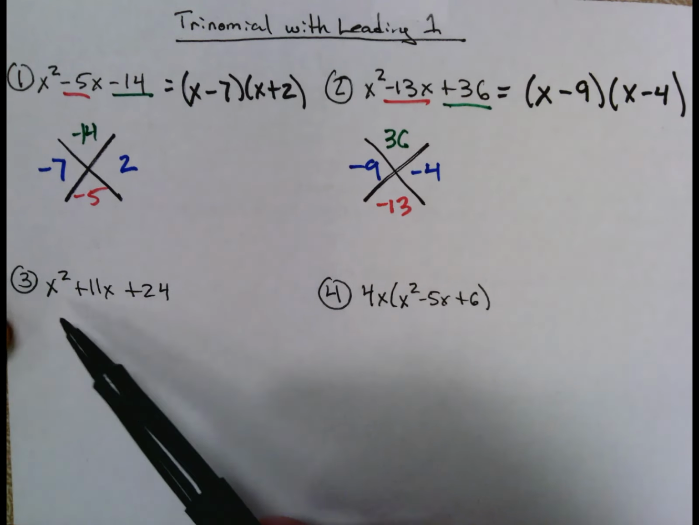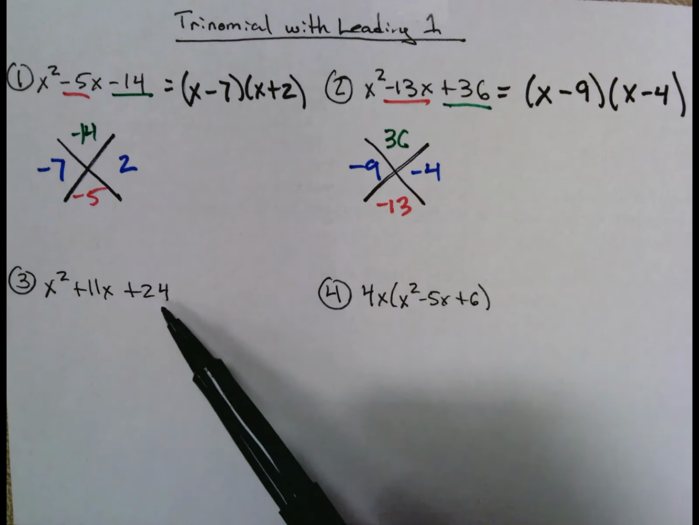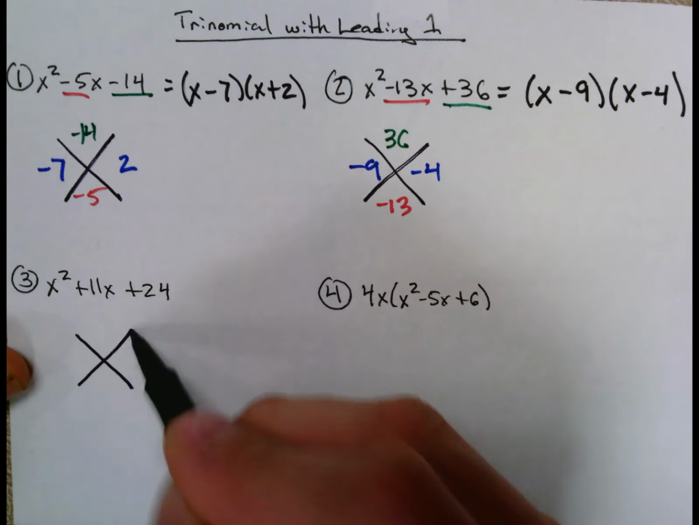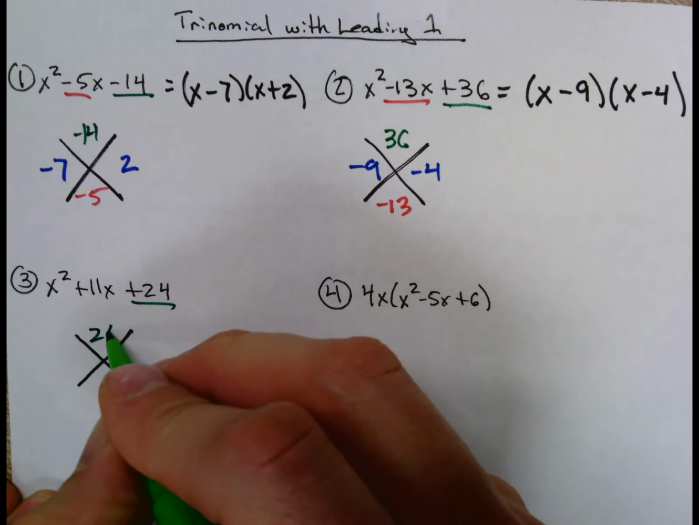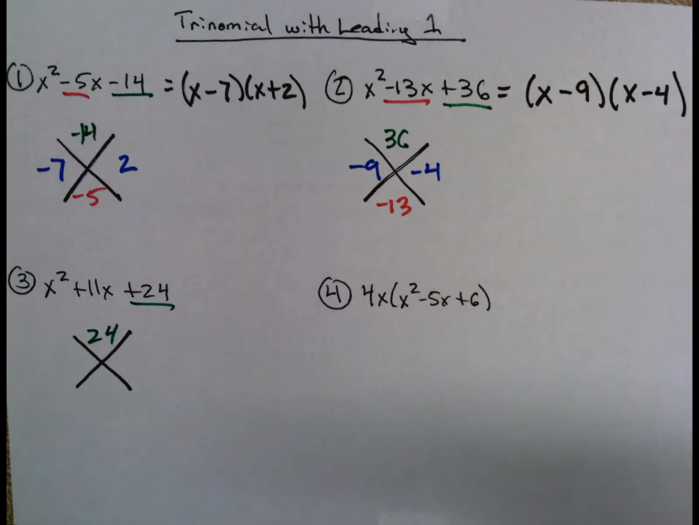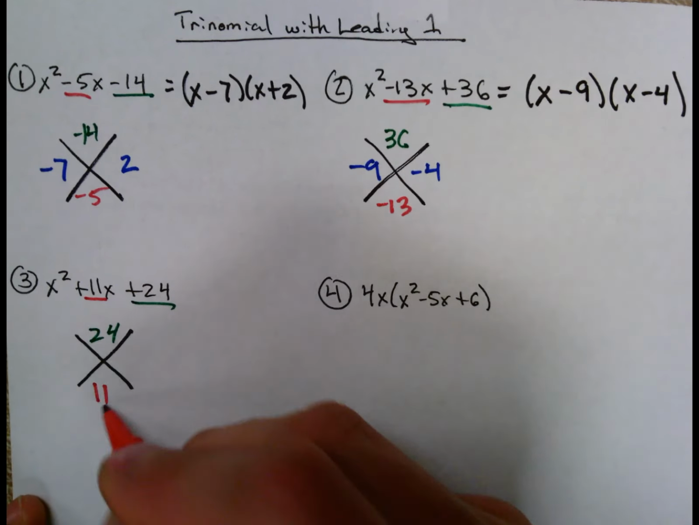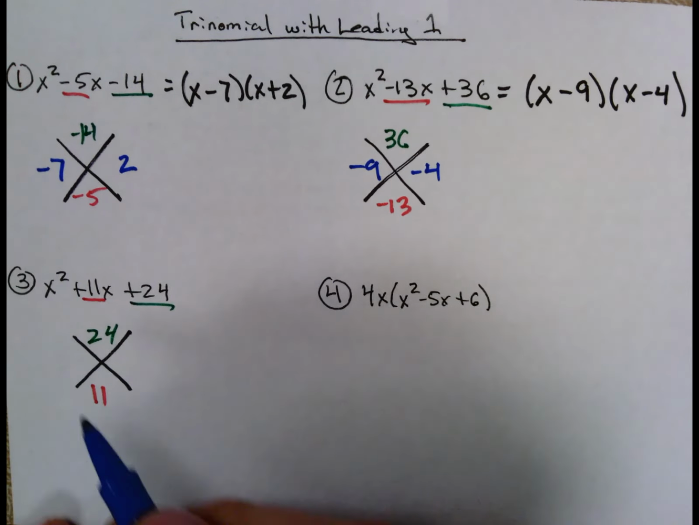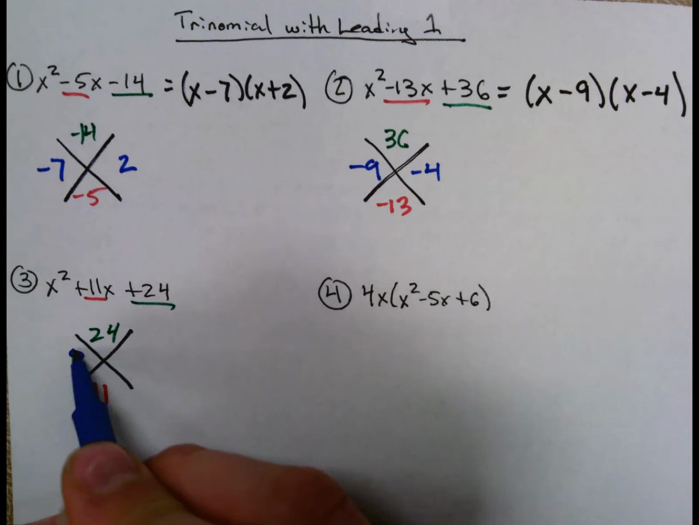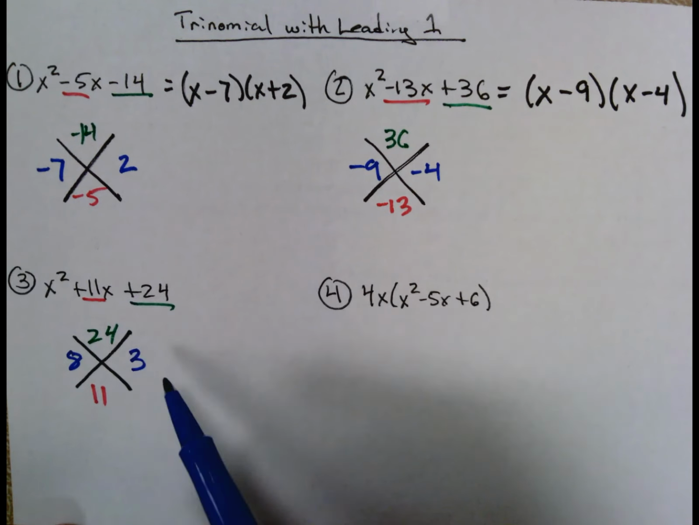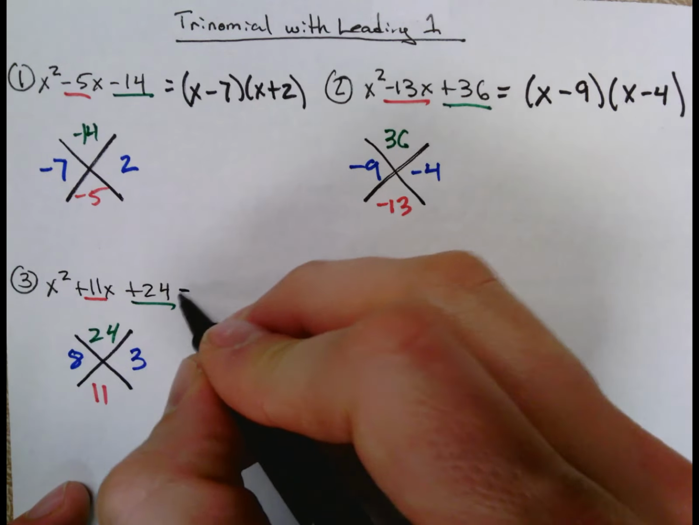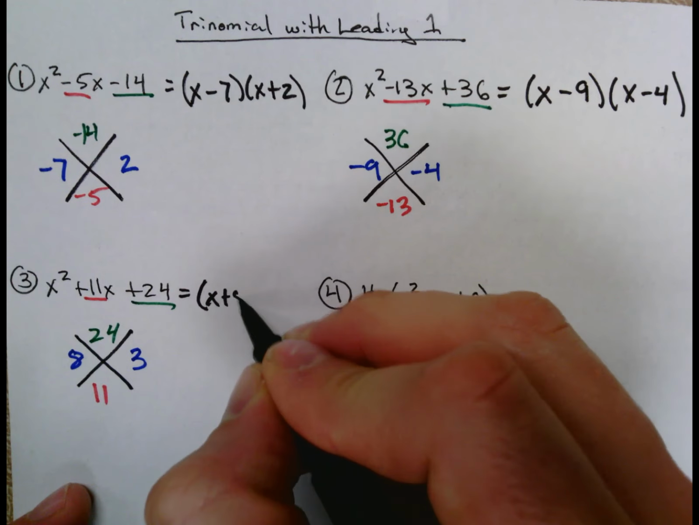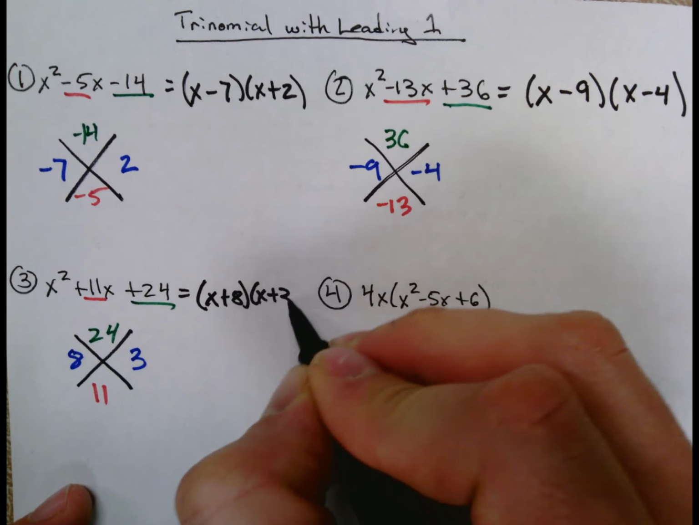Question number 3, 1x squared plus 11x plus 24. Create your diamond problem. So then you are going to be multiplying to 24, and then you will be adding to a positive 11. And so those two numbers would be a positive 8 and a positive 3 to multiply to 24 and add to 11. And so thus your factored version would be x plus 8 and x plus 3.